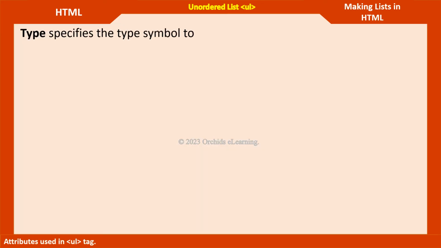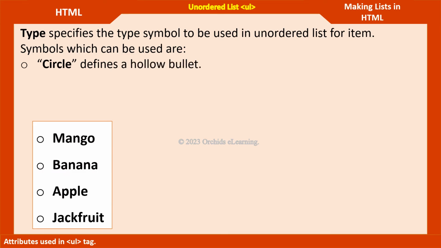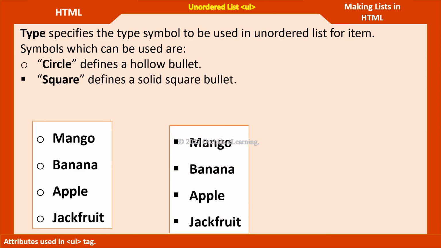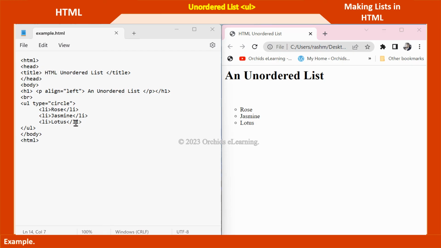Type specifies the type of symbol to be used in an unordered list for the item. Symbols which can be used are: circle, which defines a hollow bullet; square, which defines a solid square bullet; and disc, which defines a solid round bullet. Syntax: UL type equals style of bullet. Example.